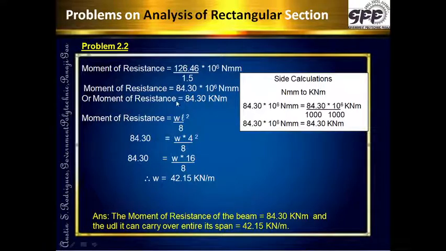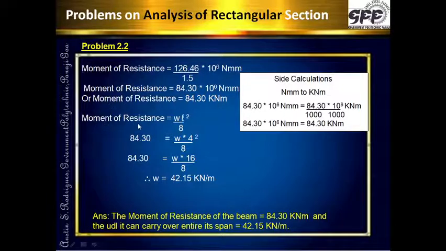Now we have been asked in this problem to find the moment of resistance of the beam, and apart from that they have also asked us to find out how much UDL can be permitted on this beam. So we have got the actual moment of resistance of the beam.